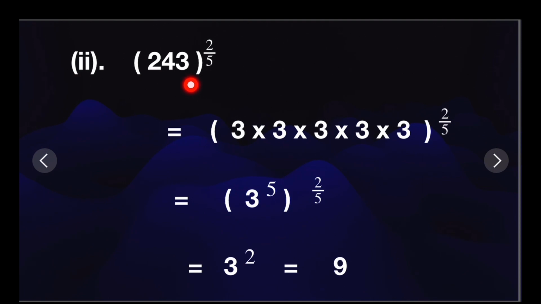Number 2, 243 raised to 2 upon 5. Write down the factors of 243, that is 3 raised to 5. Okay, now you multiply this, the 5 will get cancelled, you will get 3 raised to 2. 3 raised to 2 is 9.